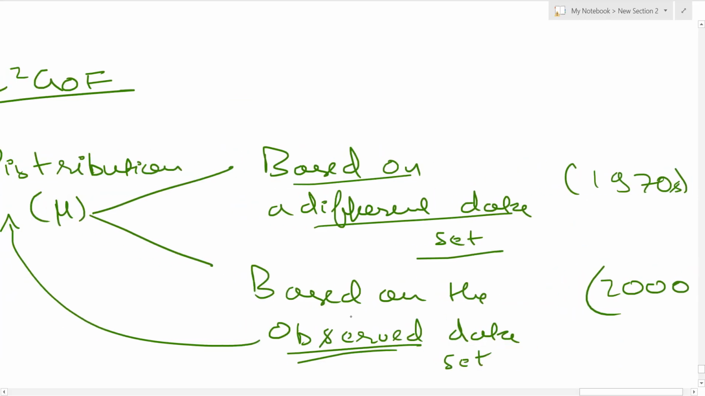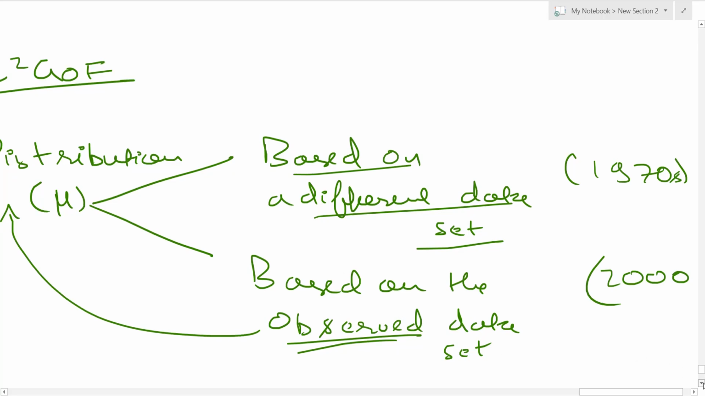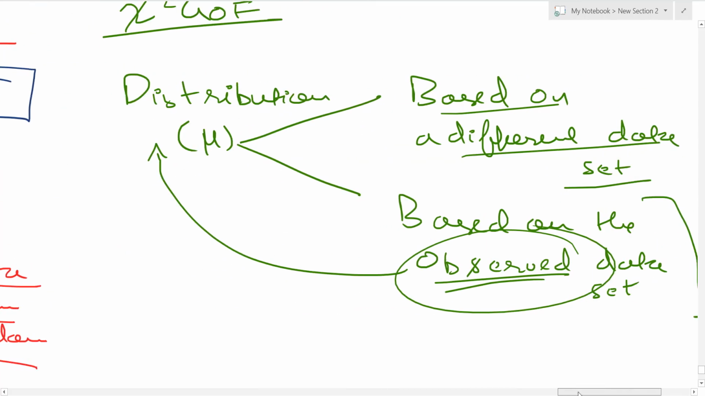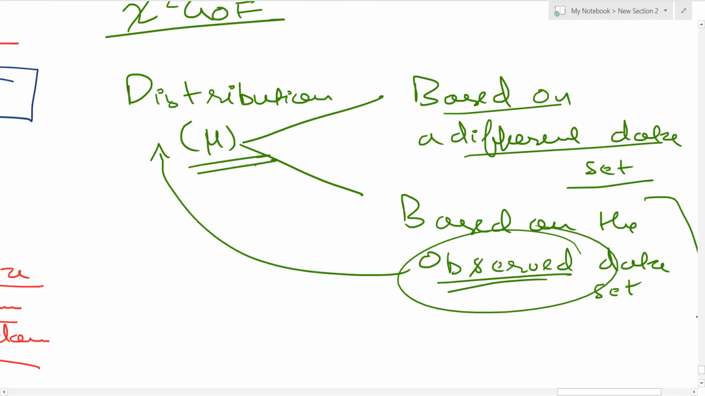When you calculate it based on this observed data set itself, it becomes a bit unreliable, because you are using the same data set to calculate the parameter first, and then you are checking the conformity of the same data set. So basically it's very absurd. Why? Because you're checking this observed data set and you're using this data set to calculate the parameter. Your parameter ideally should come from a different data set, not from the observed data set.